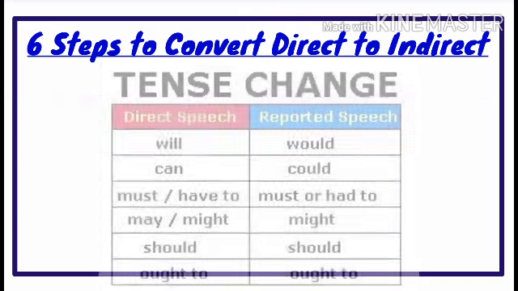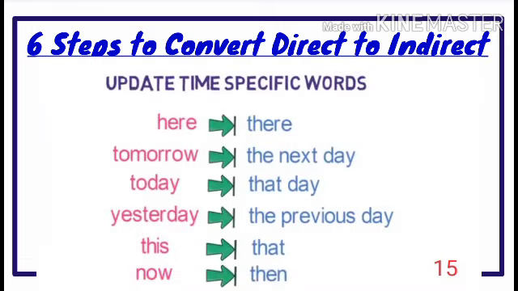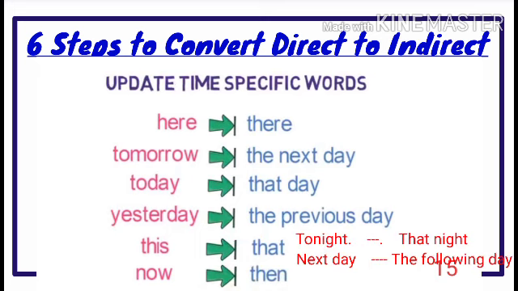The sixth and last change that we have to understand is the change of time specific words. Time specific words means the words showing nearness will change to the words showing distance. Example: here changes to there, tomorrow changes to the next day, today changes to that day, yesterday changes to the previous day, this changes to that, these changes to those, now changes to then, tonight changes to that night, next day changes to the following day.